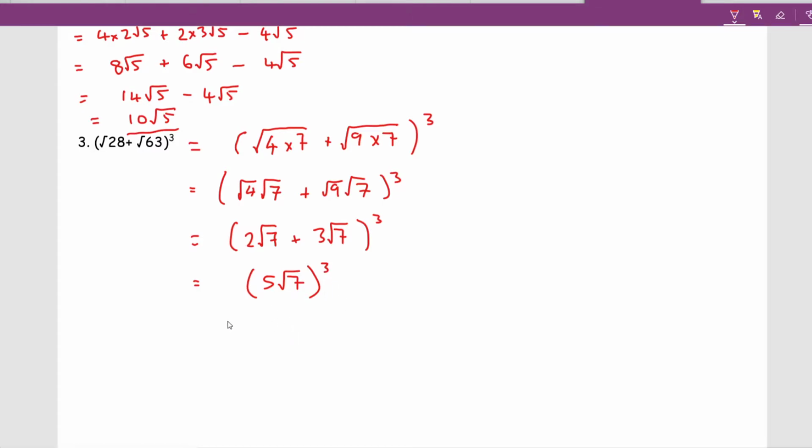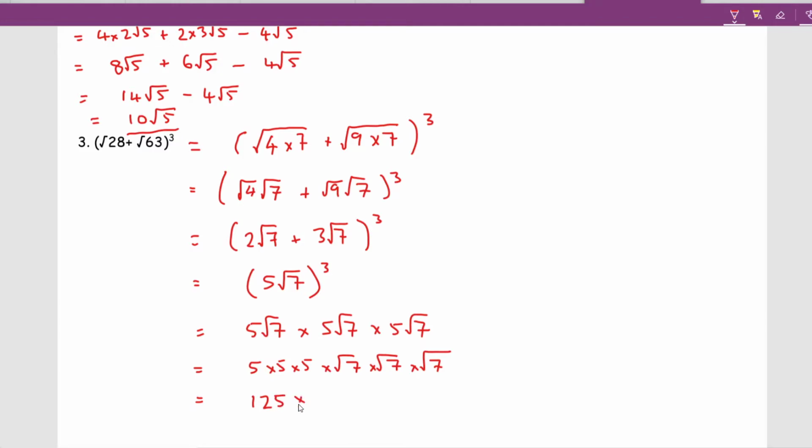And now I'm going to go and cube it. I'm going to say 5 root 7 times 5 root 7 times 5 root 7, times it by itself, that's what cubing is. So I can split this up and say 5 times 5 times 5 times root 7 times root 7 times root 7. Now 5 times 5 times 5 is 125. Now you should be familiar with this, that root 7 times root 7 is just 7. And only one of the root 7s will remain.